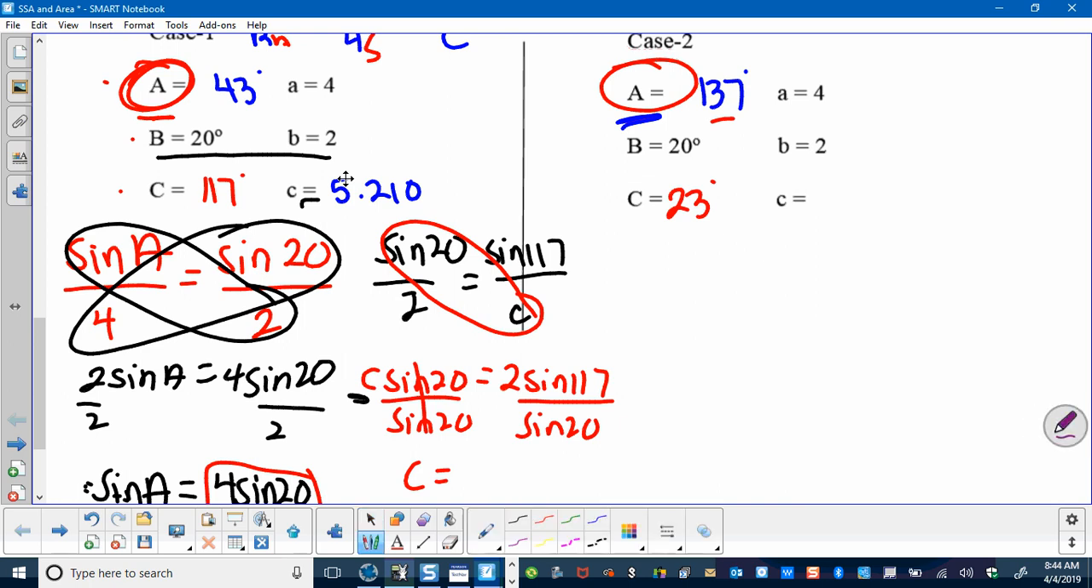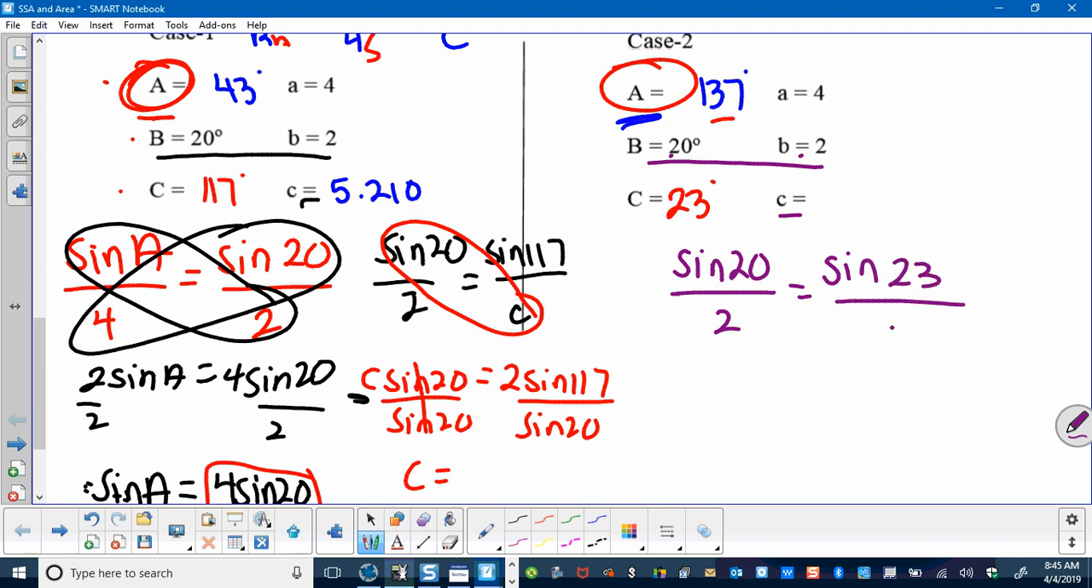You still have to go to the other case and find this side, c. The only thing that's going to be different is angle C. So we're still going to use the matching people that they gave us. We're going to use sine 20 over 2. I'm going to use my B's, because that was given to me. I need to find c's. So I know the angle C. I know sine 23 over little c. You would cross multiply and solve that. I'm going to give you a second to do that on your own. If you solve that correctly, you would get 2.285.